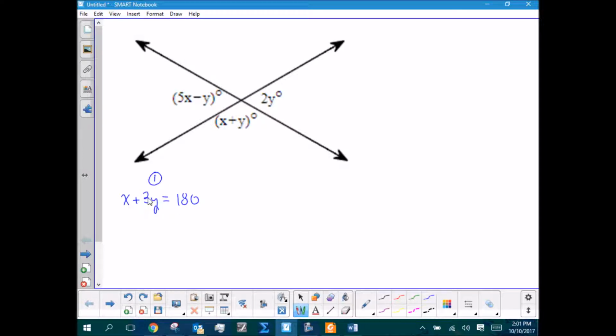When we get 2 variables in an equation, you need to realize that you need another equation with the exact same 2 variables. So maybe you look at those 2. What is the relationship between those 2 angles? They're vertical, so they should be the same or equal. So 5x minus y equals 2y. Okay? There's another equation. It's equation number 2.